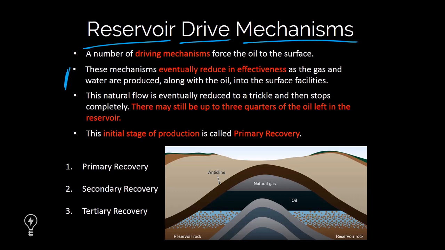And this natural flow, this natural drive, eventually reduces to a trickle, and then it stops completely. And at this stage, there can still be up to 75% of the oil left in the reservoir. Now, this initial stage of production, this natural drive from the reservoir, is known as primary recovery.